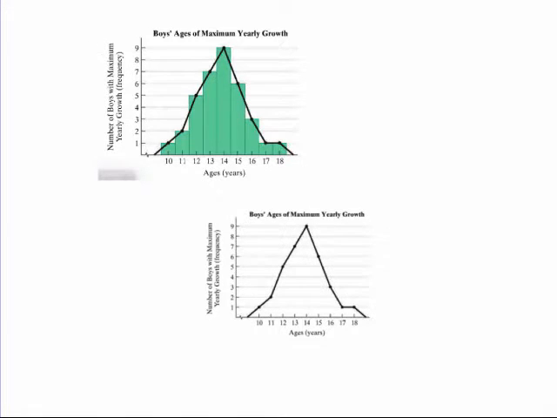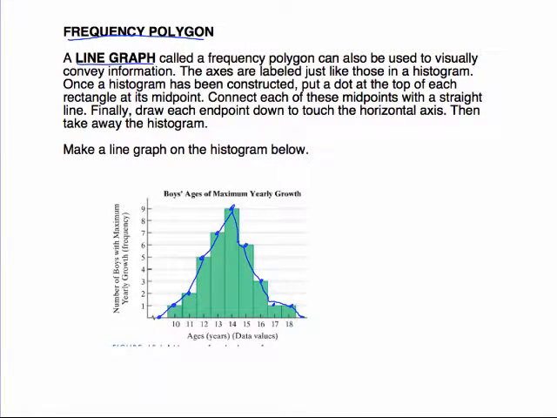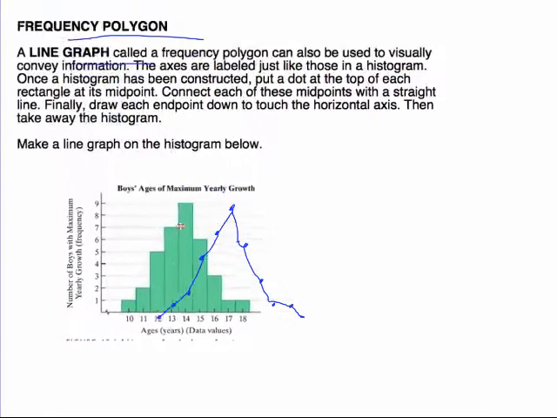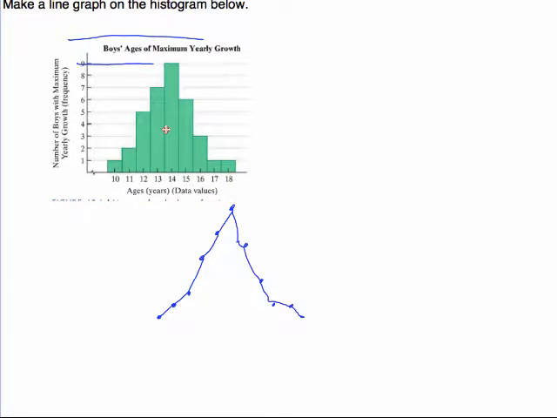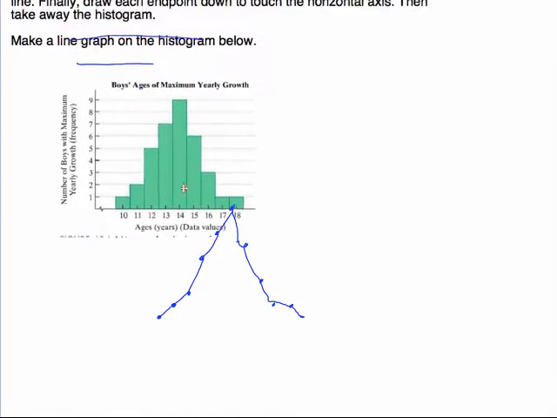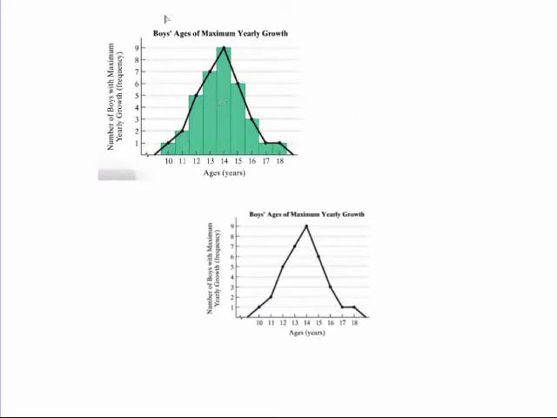Now the cool thing on a line graph is this. I can take this bar graph away. Just take the bar graph away and that is my line graph. It looks pretty pitiful, but that is my line graph. And that's what you see right here.